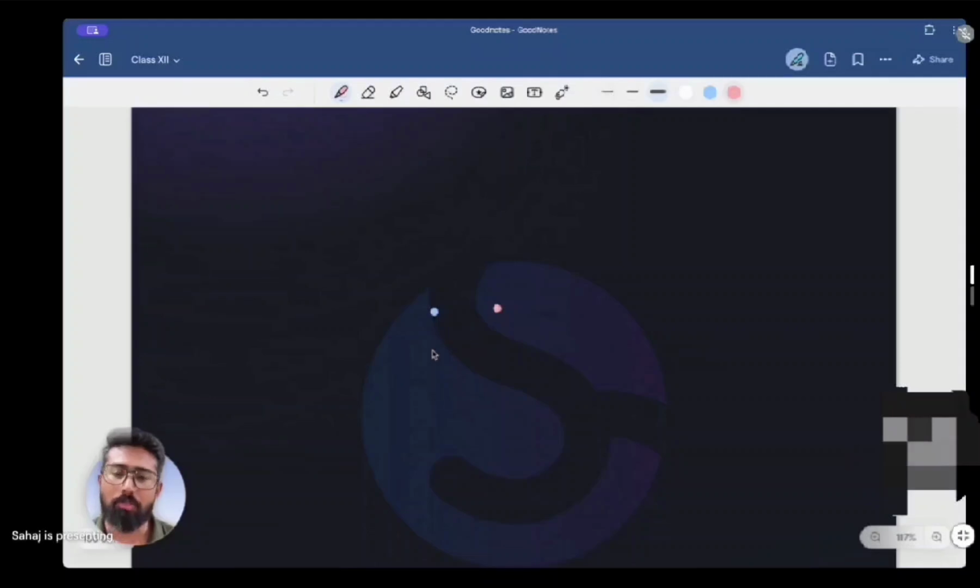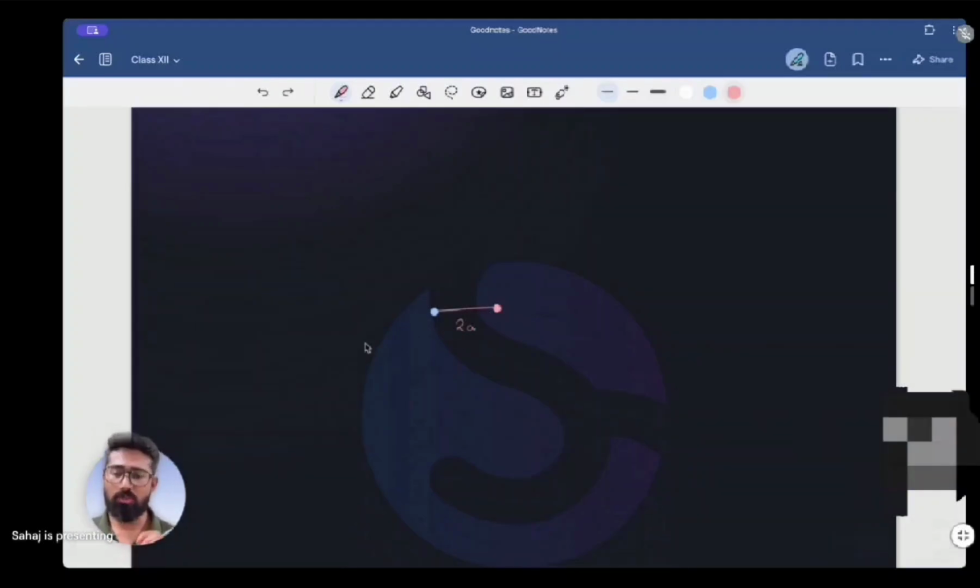A dipole is a combination of one positive charge and a negative charge placed very close together. This distance here, we call this 2a, so that the half point is exactly a distance a apart from both of them.